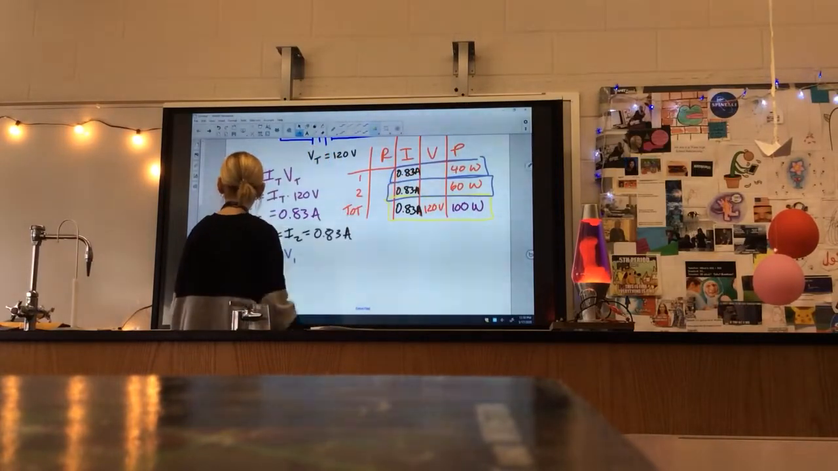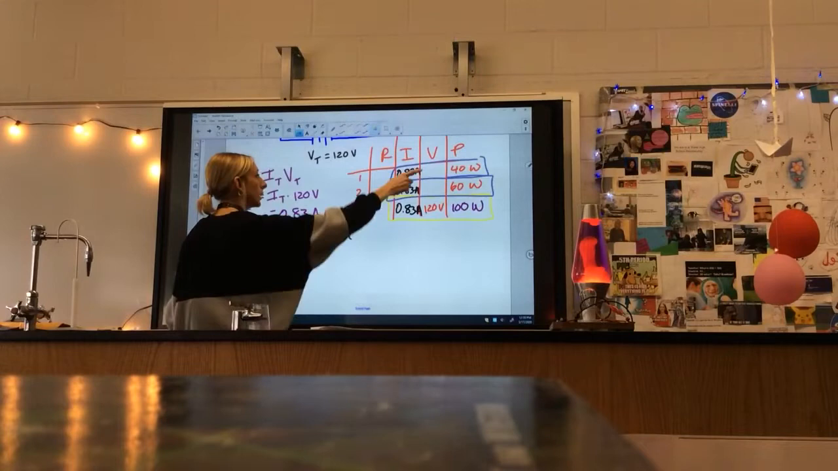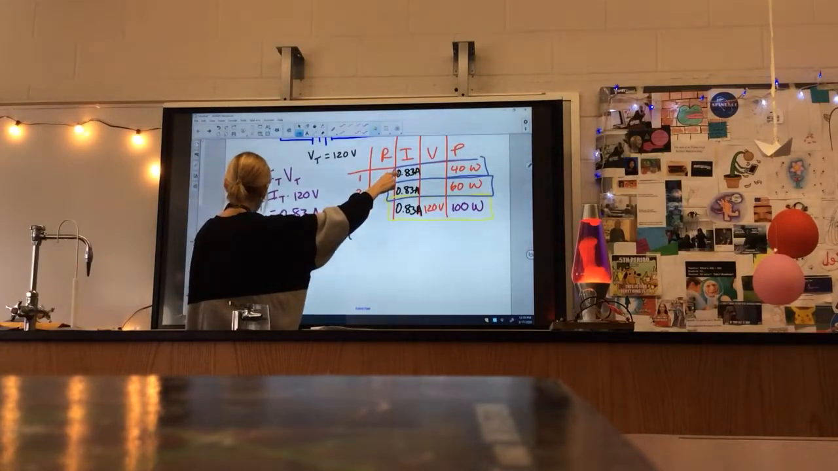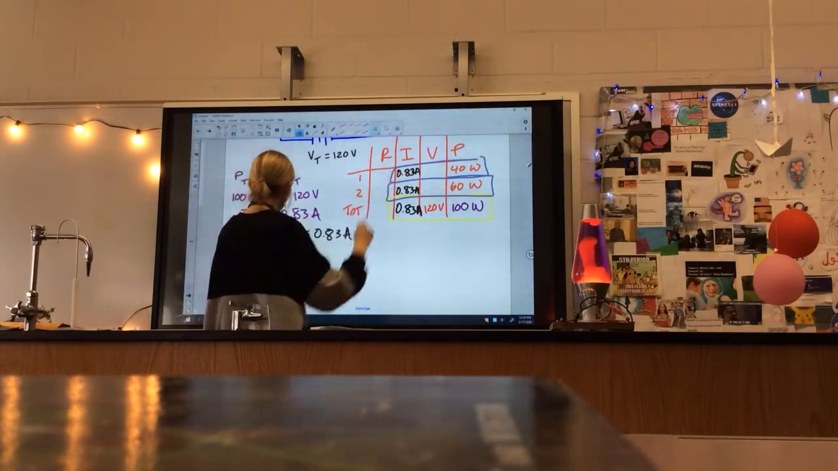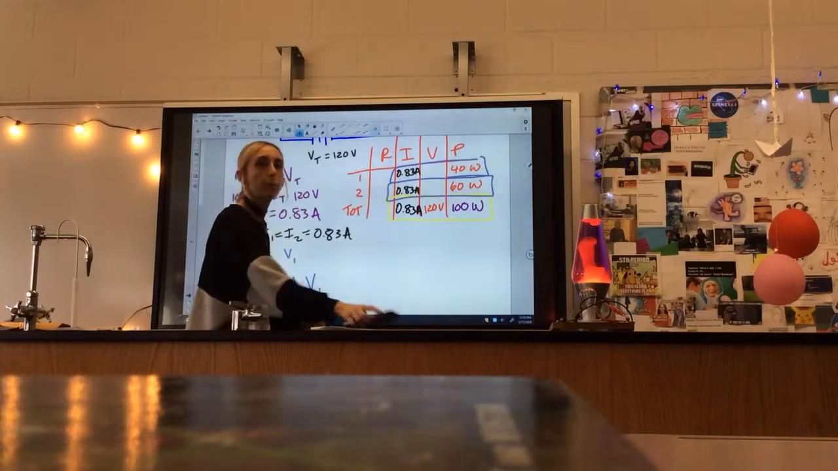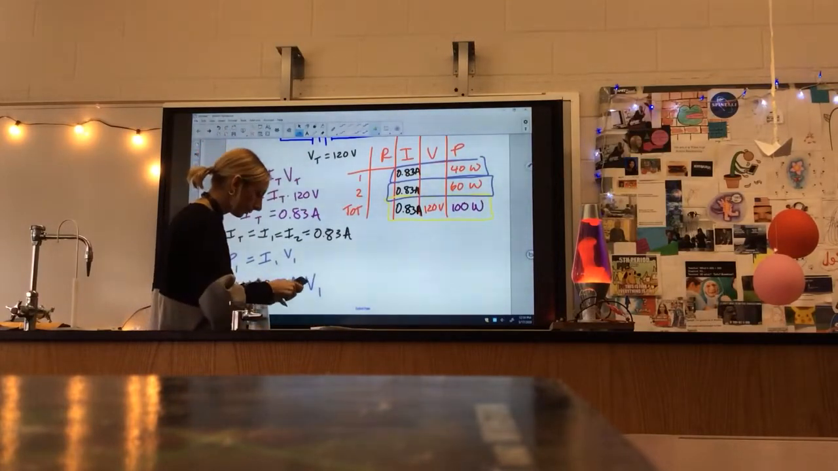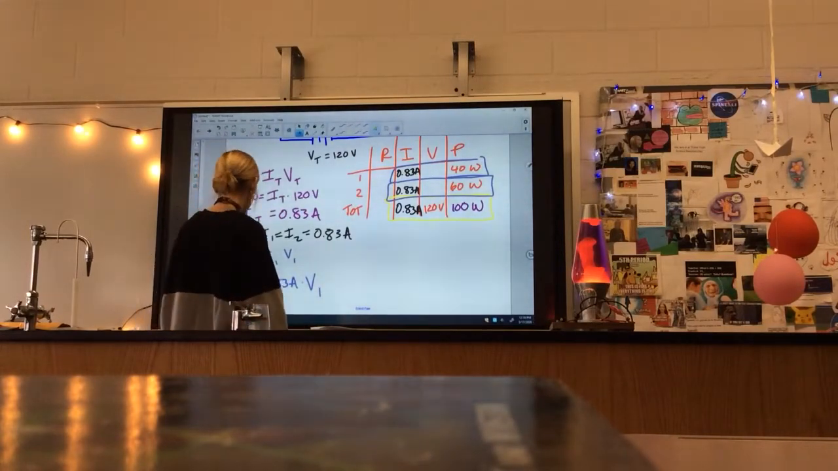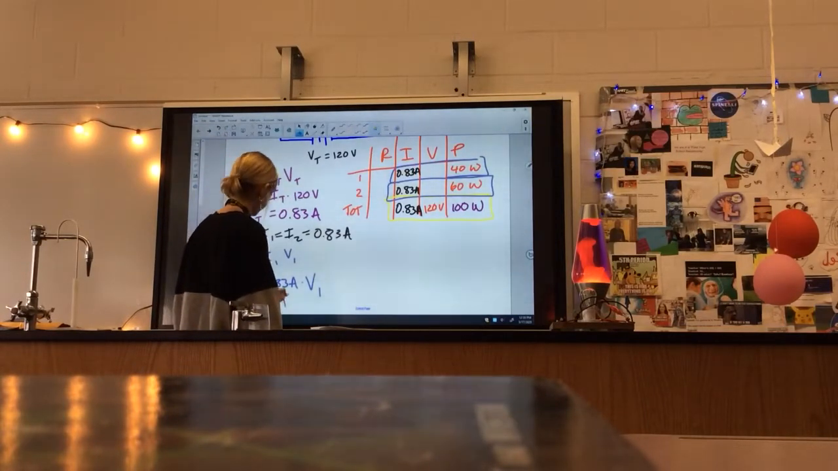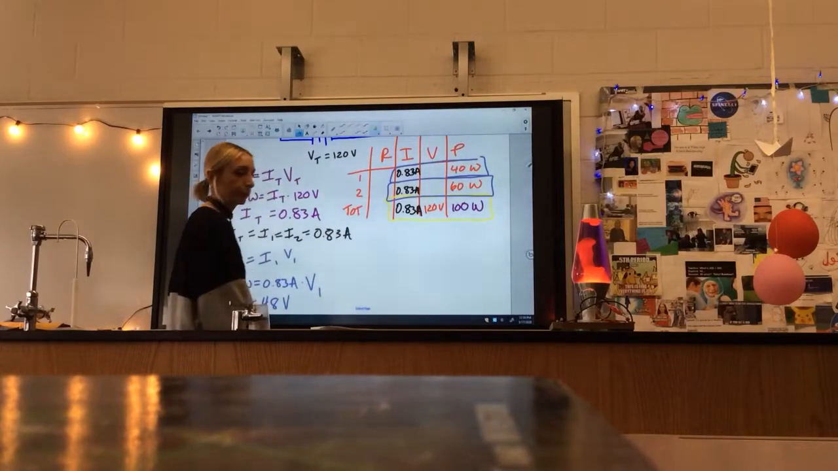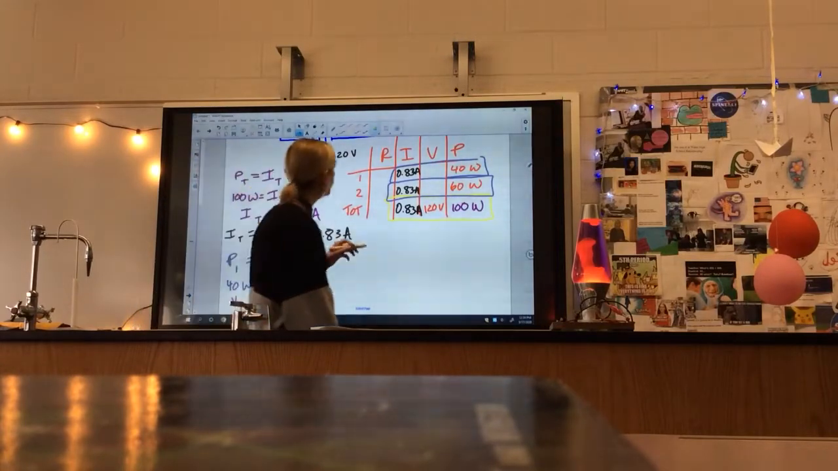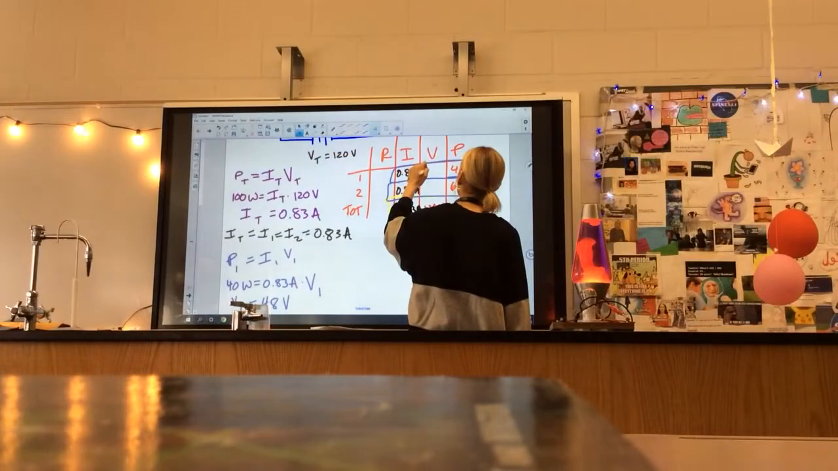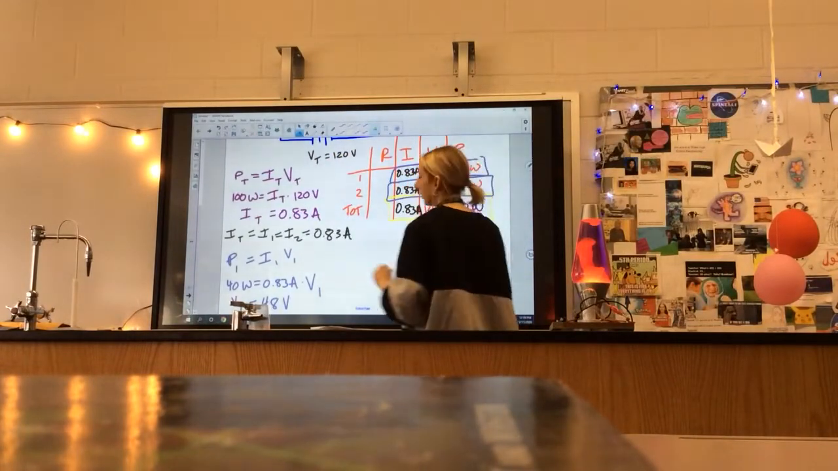In other words, 40 watts, or the power of light bulb 1, is equal to 0.83 amperes times an unknown voltage drop across that bulb. So solve that. So I got 48 volts. I'm just rounding. Okay. So V1 is going to be 48 volts. I'm going to write it in.